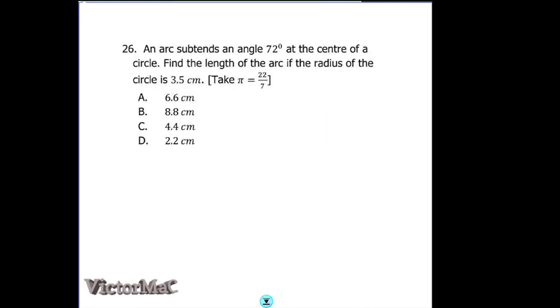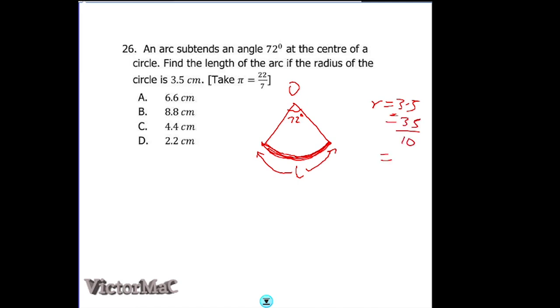Number 26. This is a question on mensuration, to find the length of an arc. It said an arc subtends an angle 72 degrees at the center. Let's say the center is O, and then we said find the length of this arc. If the radius is 3.5, which is the same thing as 35 over 10, or we call it, 5 in 35 is 7, 5 in 10 is 2. So the radius is 7 over 2.